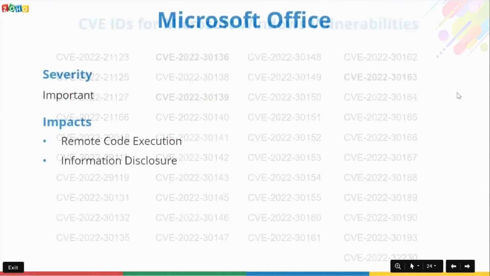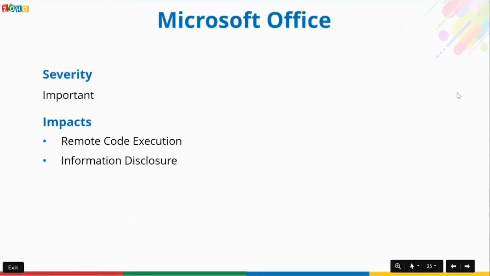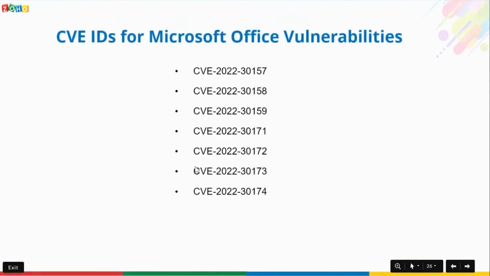Moving forward, we have Microsoft Office with patches released that are marked important. Not deploying these could cause remote code execution and information disclosure in your network. So these are the CVEs for the Microsoft Office vulnerabilities. We have about 7 vulnerabilities fixed in Office this month.